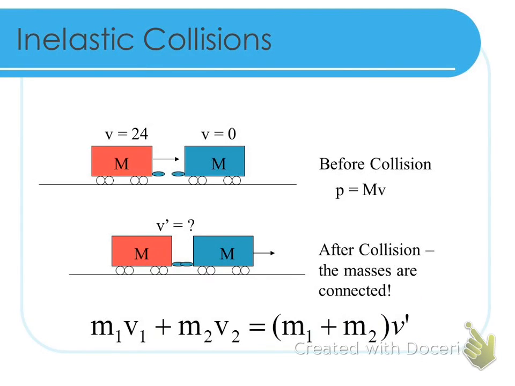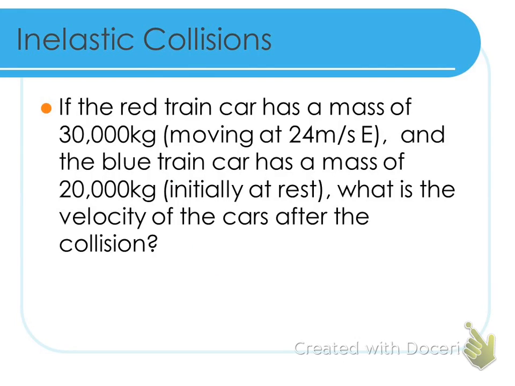All right, so let's take a look here, and I'm going to give each of these cars a mass. I'm sorry, I want to ignore that. It said 10,000 kilograms, I want to ignore that. So this one says if the red train car has a mass of 30,000 kilograms, and the blue train car has a mass of 20,000 kilograms, what's the velocity of the cars after the collision? When it asks for velocity of the cars, that means we're looking at the velocity of the object as one, right? The cars are now combined into one object. So let's take a look at that.